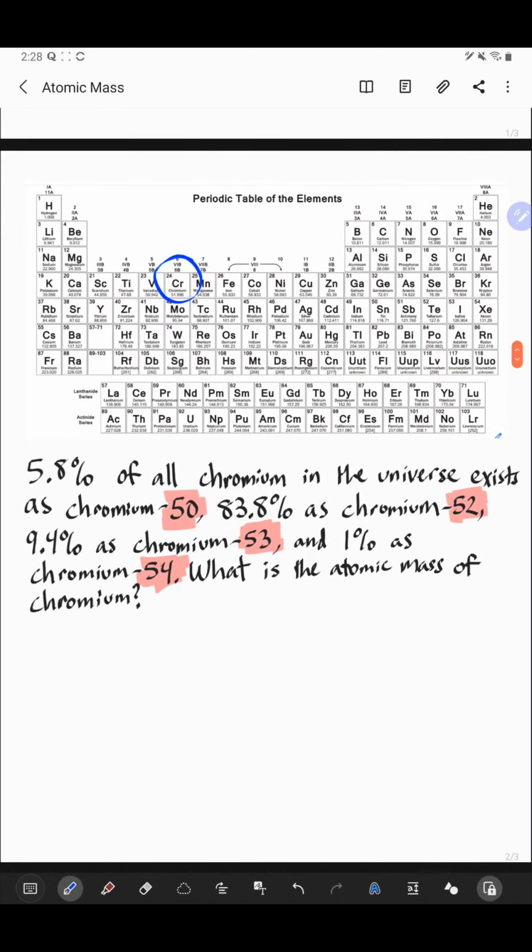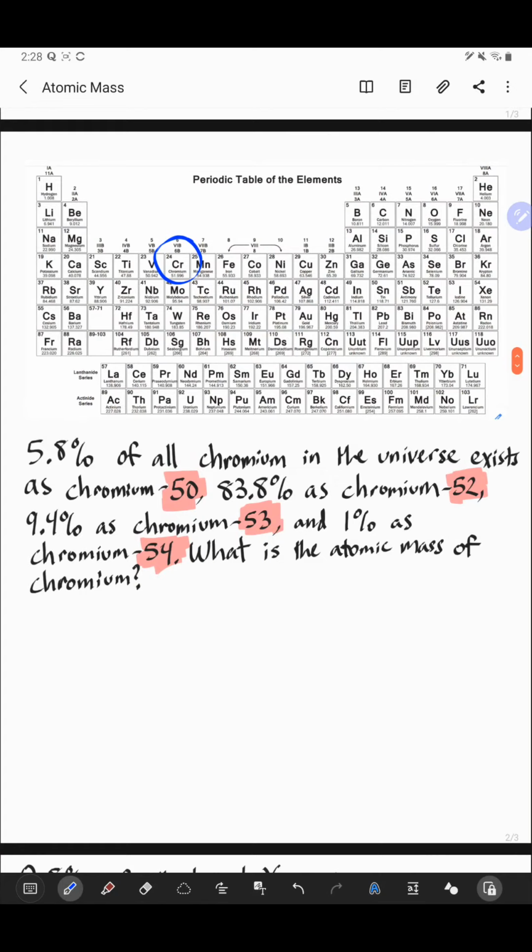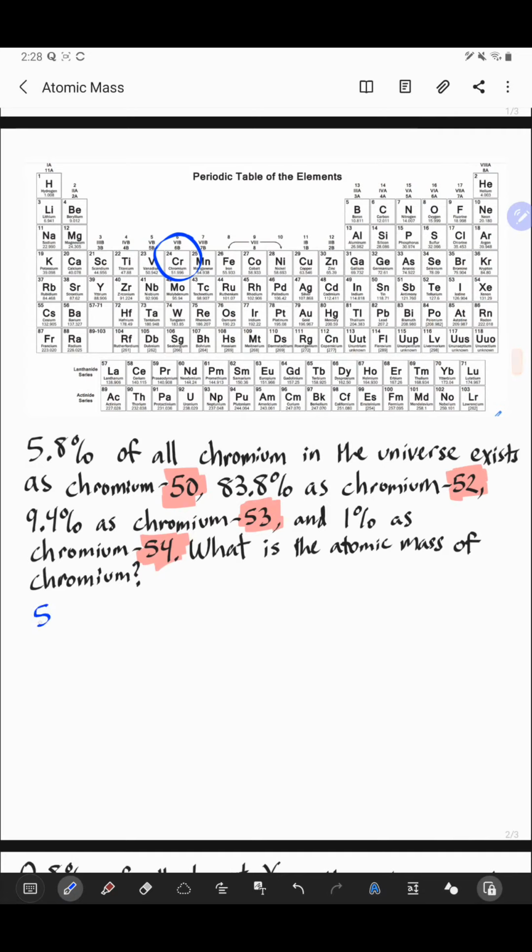We've got to work on how to solve it in case you have to actually solve it instead of looking at it on the periodic table. So this is a great example for us. Anytime we're given a percentage, we need to convert these percentages into a decimal and then multiply it by its mass numbers. So we're going to take 50 times its relative abundance, which is 5.8. But we need to convert 5.8 to a decimal first.